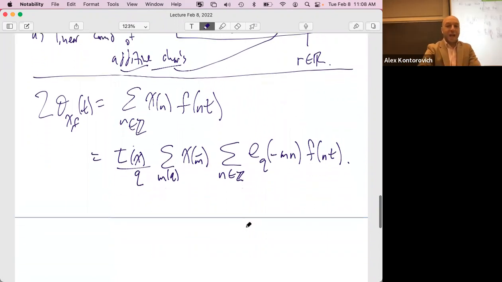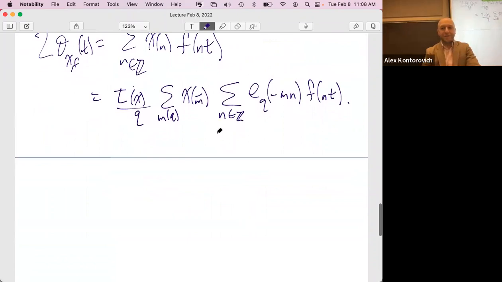Okay, so now we're going to apply Poisson summation to this thing, which we can make complete sense of. So Louis, this is what you mean by just putting in the additive characters, and then it's clear that you can take Poisson summation, right?